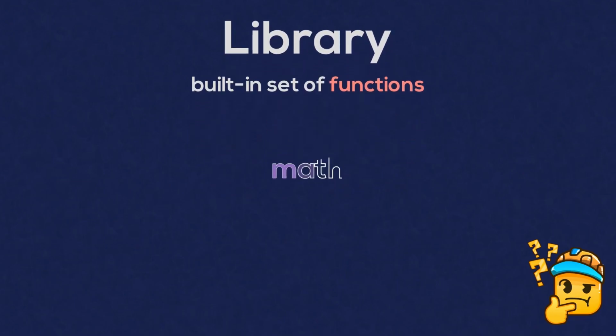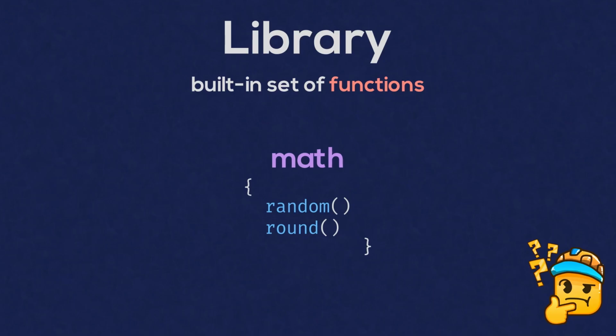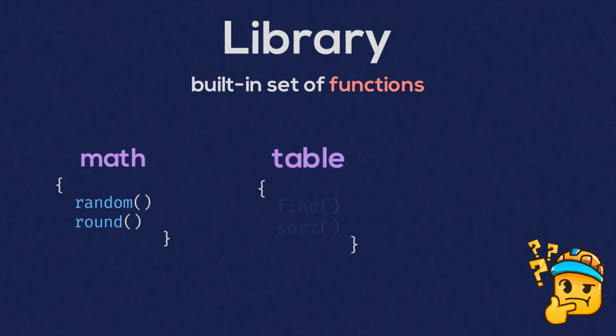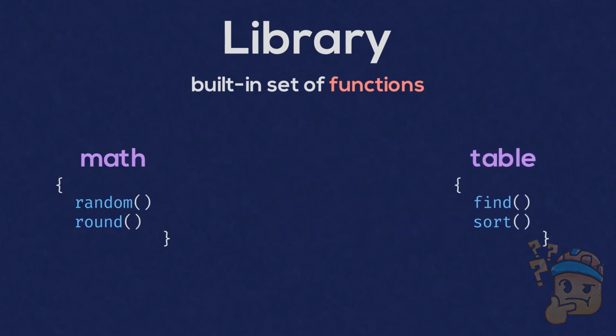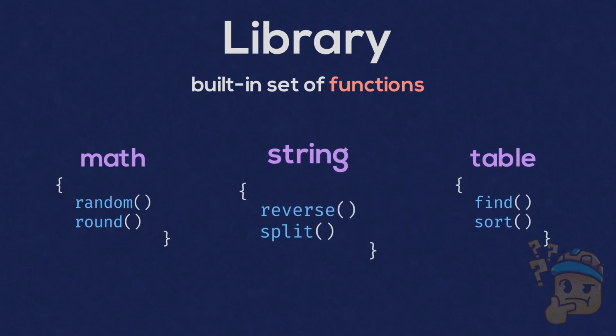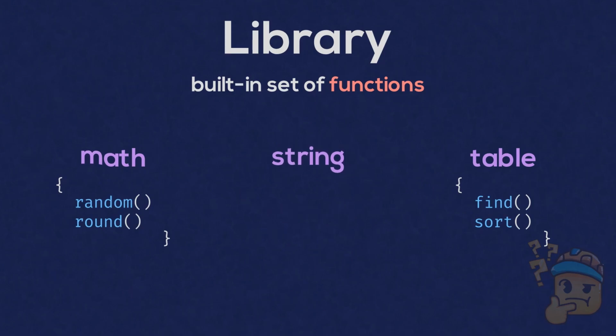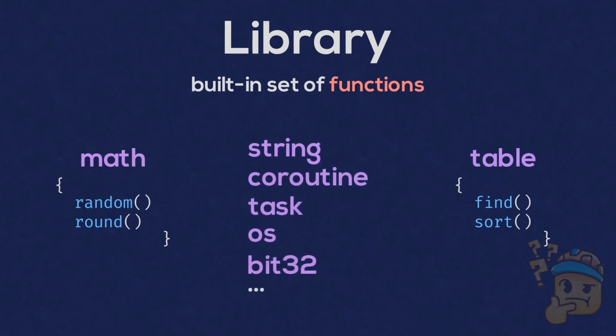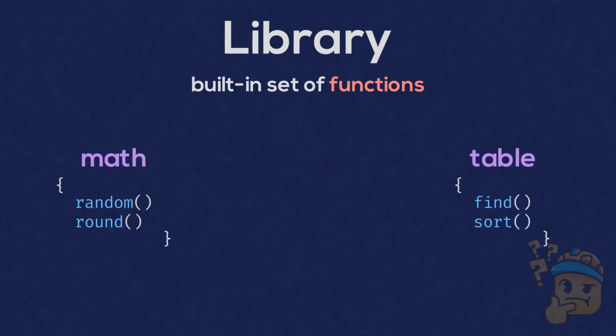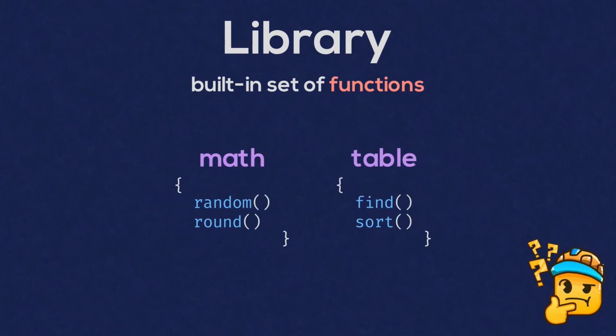For example, the math library, as the name suggests, is a set of functions related to math. There is also a table library, which contains functions related to tables, such as manipulating them. There is also a string library, which contains functions related to strings. However, since the string library can be very complicated, I'll make a separate series dedicated to it in the future. Besides the math, table, and string libraries, there are many other libraries built into Luau which we'll learn as we go along. Today, we'll just look into the math and table libraries.